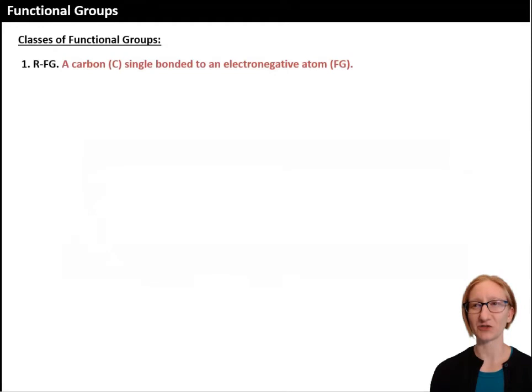To help us think about functional groups, we can organize them into different classes. In the first class, we have a carbon singly bonded to an electronegative atom, our functional group, abbreviated here as Fg. And here, remember that our notation of R indicates an organic fragment or an alkyl group. And again, we're just going to walk through a few examples of functional groups that fit into this class.